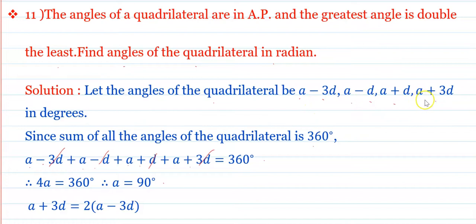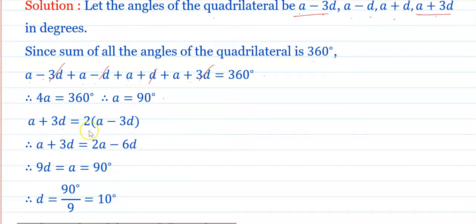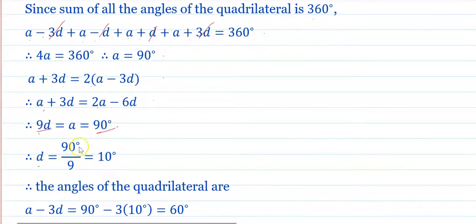Which is the greatest? A plus 3D is the greatest. A minus 3D is the least. Therefore A plus 3D is equal to 2 in bracket A minus 3D. Therefore A plus 3D is equal to 2A minus 6D, and hence if you take this A to the right hand side, 2A minus A will become A, and 3D plus 6D is 9D, and hence this A is equal to 90, and therefore 9D is equal to 90, and therefore D is equal to 90 upon 9. The value of D is 10.